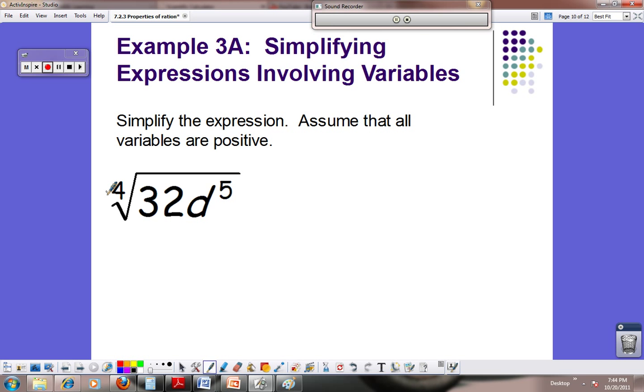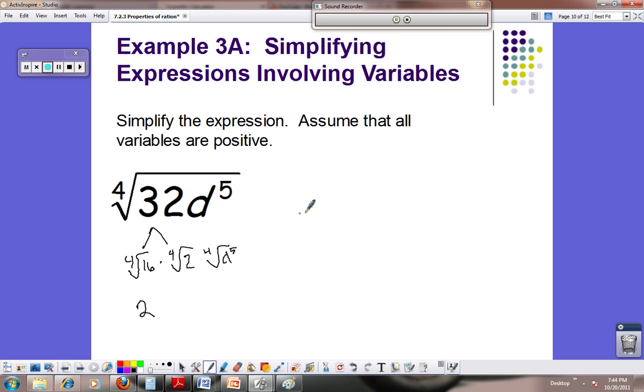So we're going to work our way up. All of the numbers are larger except the 16. And so I can actually split up 32 into the 4th root of 16 times the 4th root of 2. Okay? And then we're going to leave it the 4th root of d to the 5th. So the 4th root of 16 is 2. This is not perfect, but I need to find out what I can pull out.